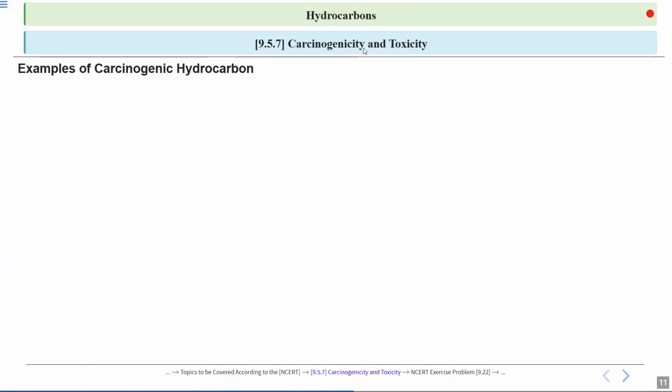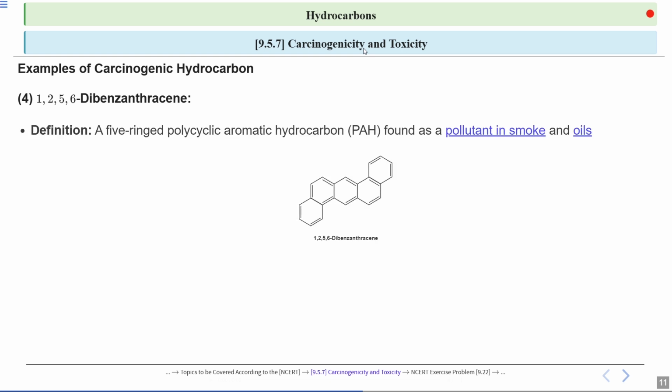Now, moving on further. Next, let us introduce 1,2,5,6-dibenzoanthracene. This is a complex molecule made up of 5 interconnected rings, which makes it a polycyclic aromatic hydrocarbon, or PAH for short. These structures are common in pollutants and are known for their stability and persistence in the environment. This feature is seen in all the carcinogenic hydrocarbons, and that is the reason they are very harmful.